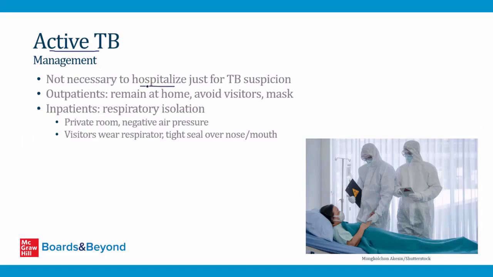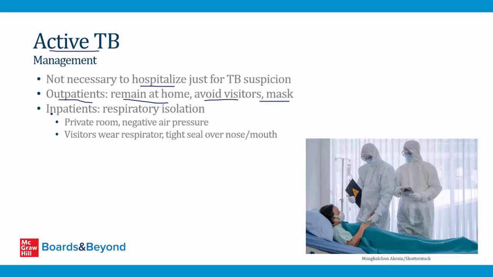You should be aware that if you identify a person with active pulmonary tuberculosis, you don't necessarily have to hospitalize them. You only need to hospitalize them if they have hypoxemia or other things that make it unsafe for them to go home. For outpatients who you are going to treat in the outpatient setting, you advise them to remain at home so they don't spread the bacteria around, and to avoid visitors and to mask.